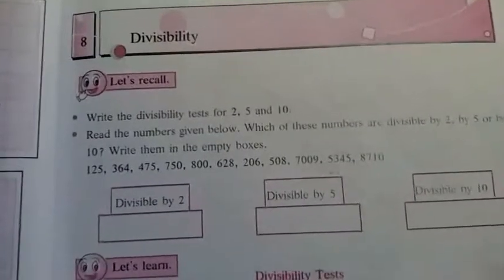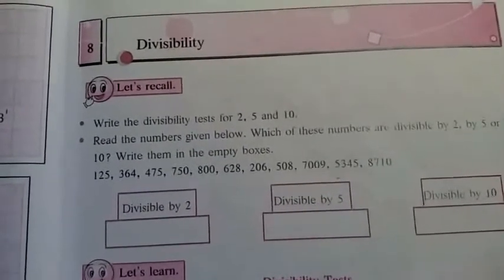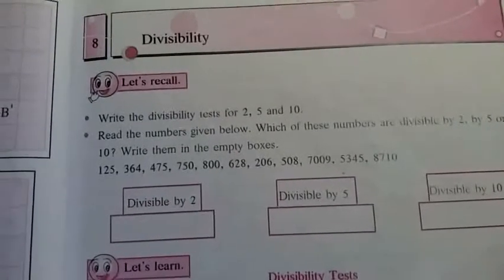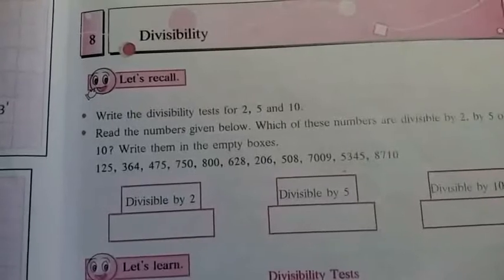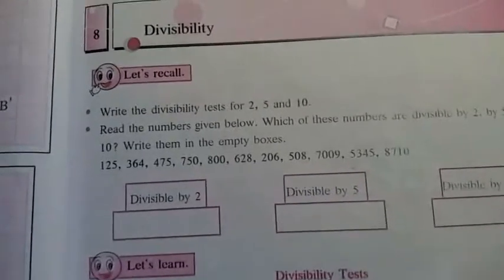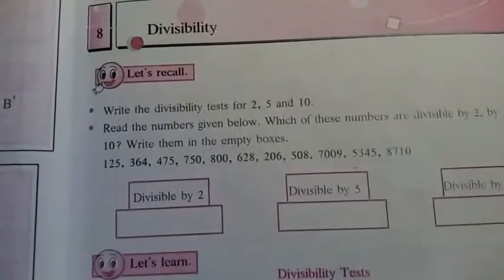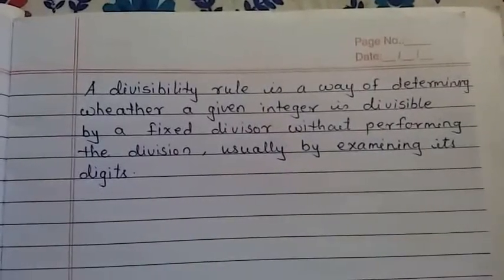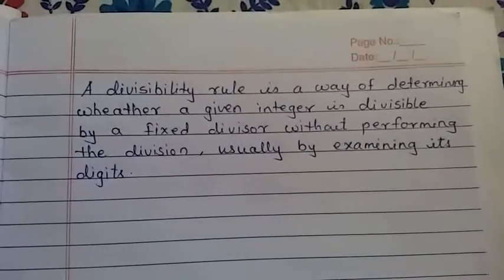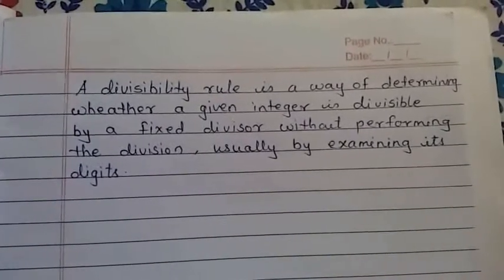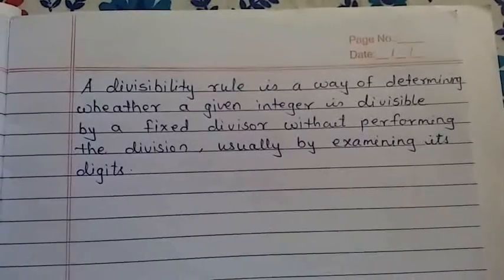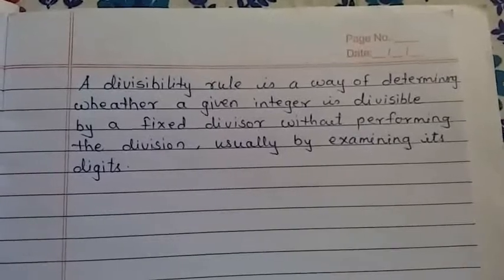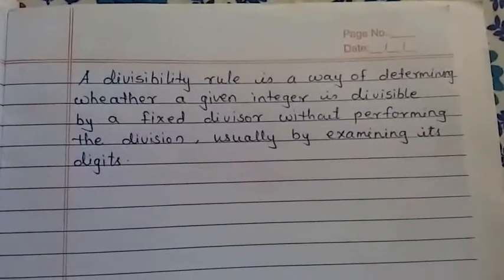Divisibility. What do you mean by divisibility? In previous standard we have already learned about the divisibility test of 2, 5 and 10. First I will recall what we mean by divisibility. A divisibility rule is a way of determining whether a given integer is divisible by a fixed divisor without performing the division, usually by examining its digits.